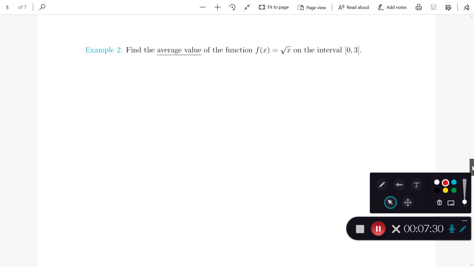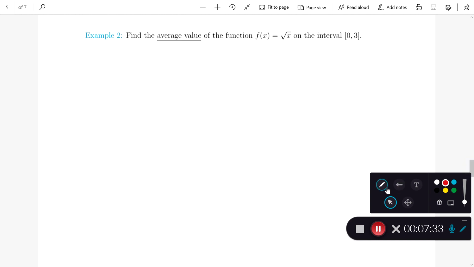Let's look at another one. So this time we're looking at the average value of f of x equals square root of x, and this time we're going from 0 up to 3. Remember the formula, average value of the function, 1 over b minus a, integral from a to b of f of x dx.